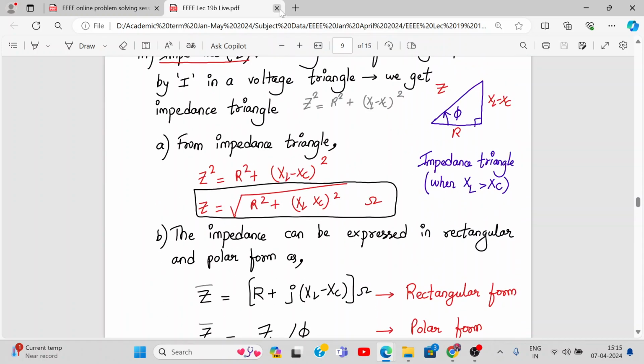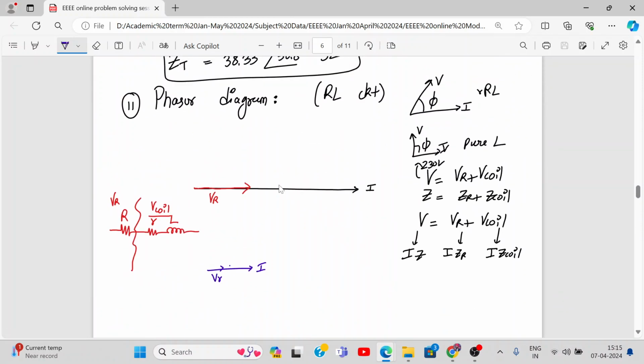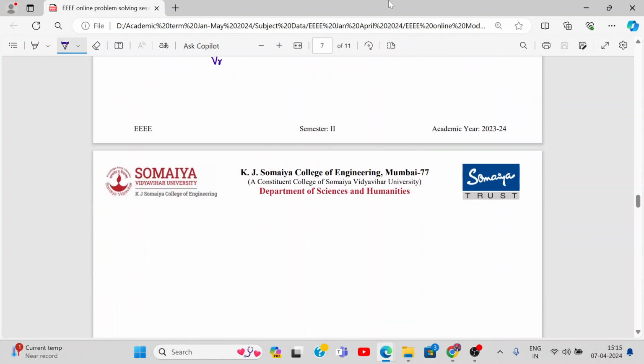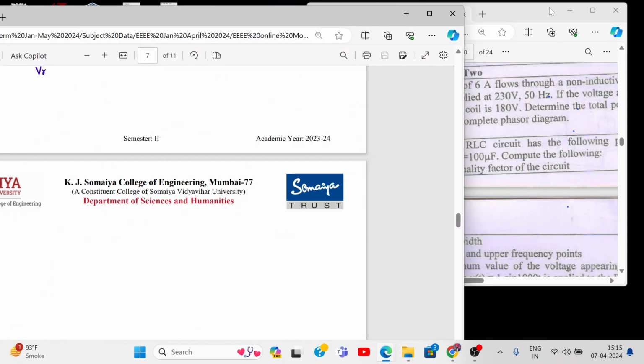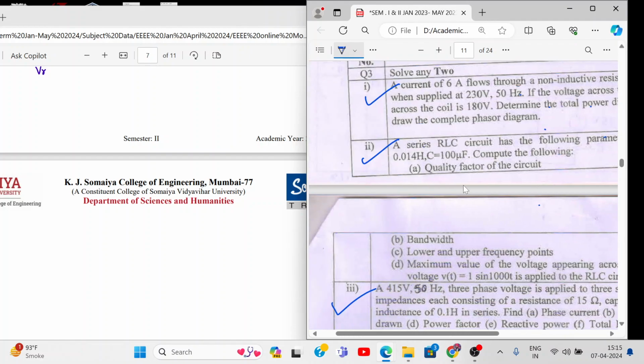There was one diagram. We'll come back to it later, I guess. We will come back to this phasor diagram, and we'll draw it at the end. We'll go ahead with other numericals. We'll definitely come back to it. Let us go to the next numerical till then. I'll tell you the phasor diagram again later. Okay, let's go to the next numerical now.